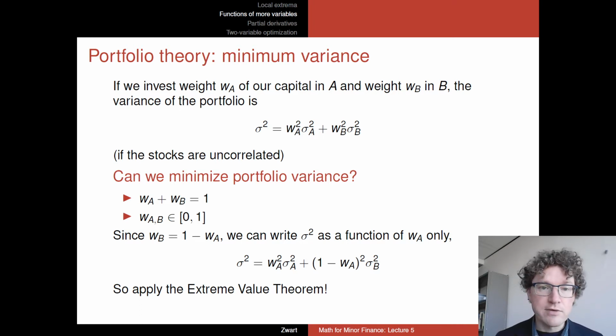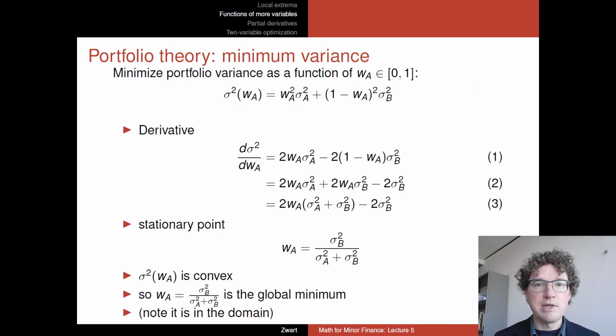Well, this WA itself is the domain for this function, any number between 0 and 1, 0 and 1 included. So in particular, this is a closed and bounded interval. This function is a nice continuous function, so we can actually apply the extreme value theorem. So let's do that. We want to minimize this function of WA. And how do we do this? Well, we use the extreme value theorem, so we will find the stationary point of this expression. So let me do that on paper.